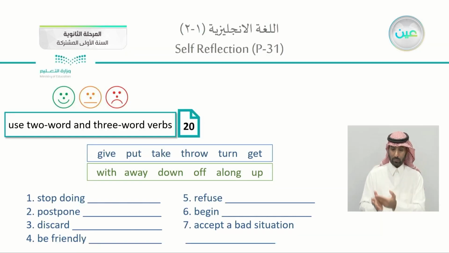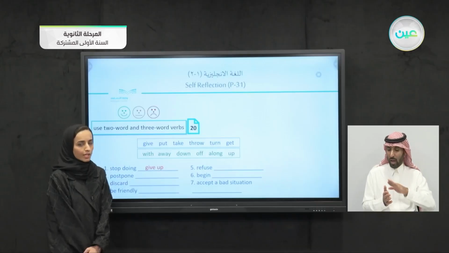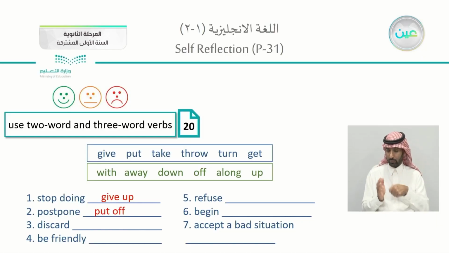The following, using 2 or 3 word verbs. Here we're having the meanings and you will come up with the particle plus the other one, which is the verb. What can you come up with, a 2 or 3 word verb, which means to stop doing something? It means to give up. Give up junk food. Give up smoking. How about postpone? I will do it later. Postponing is to put off. I will do it later. Discard, throw. So, throw away. If you don't need it, just throw it away.